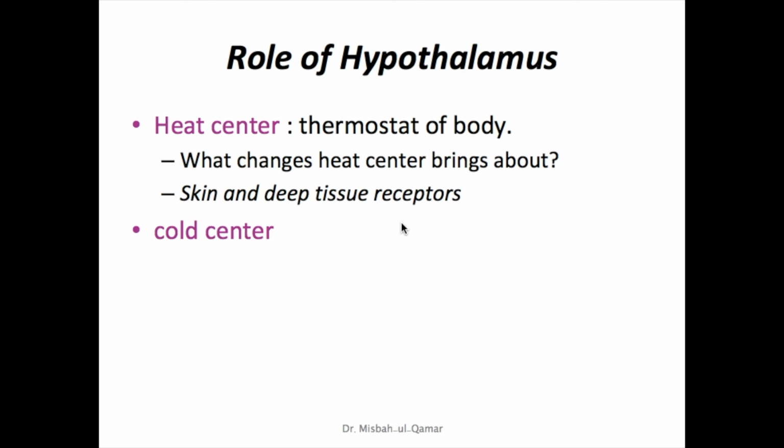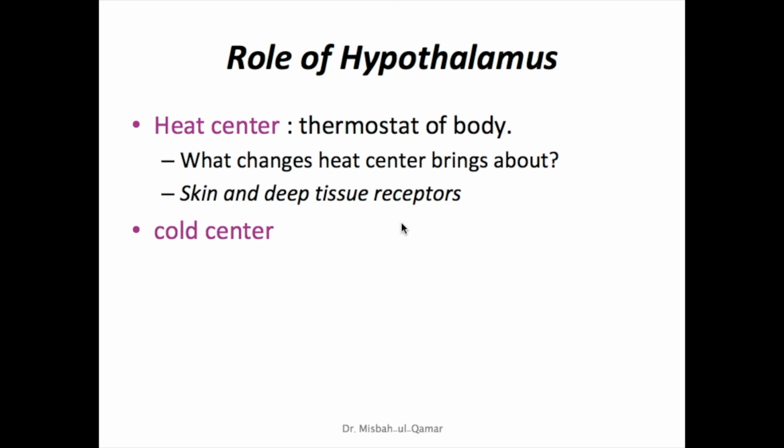The heat center is basically the anterior hypothalamic preoptic area. Our anterior hypothalamus has not only a large number of heat sensitive neurons, but it also has around one third cold sensitive neurons. Now, the heat sensitive neurons increase their firing rate 2 to 10 fold in response to a 10 degree centigrade rise in body temperature.